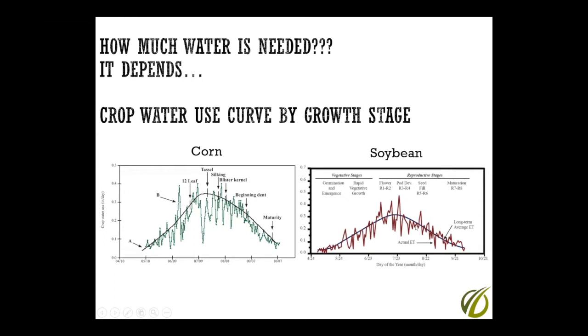But this is readily available information that we have. So this is our target. We know that in order for water to not be a yield limiting factor for these crops, this is the amount of water that that crop needs to have on a daily basis.